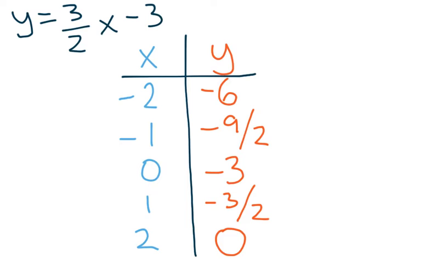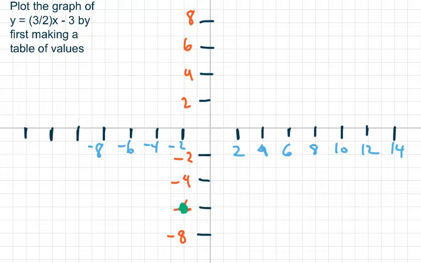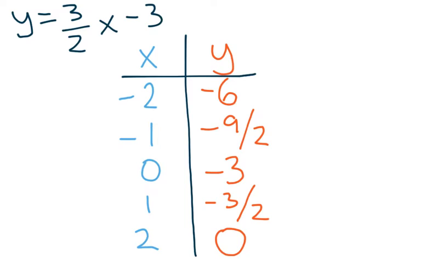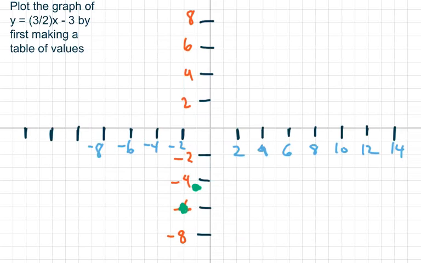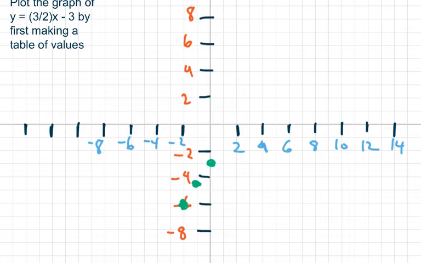Then we've got -1, -9 over 2. -9 over 2 is the same as -4.5. So this one's going to go -1 and then -4.5 right around there. We have 0, -3, 1, -3 over 2, which is -1.5. So right about there. And then 2, 0. As you can see, these points are starting to depict a straight line.